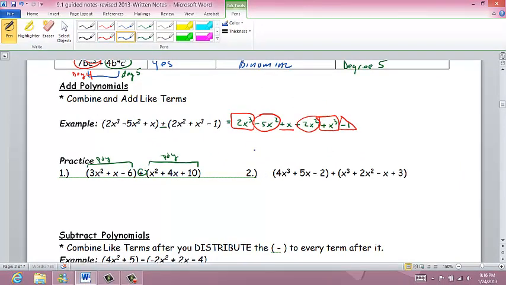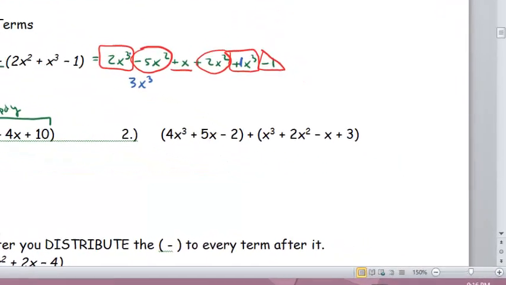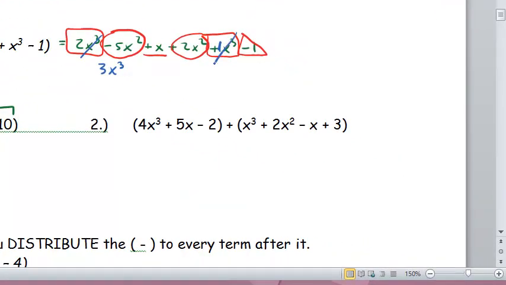So we start with the highest exponent, which is 3. So 2x to the third plus x to the third. Okay, the coefficient on x to the third is 1. So 2 plus 1 is 3x to the third. Now, I like to cross them out and let myself know that I used it. Because if I have any left over at the end, I know I have to go back and fix it.